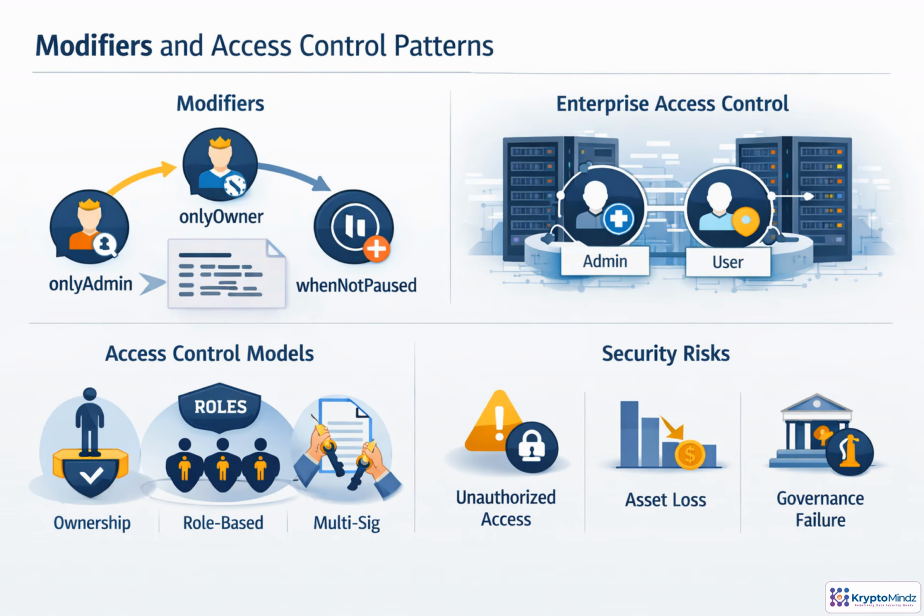Modifiers act as reusable security gates around your functions. Instead of rewriting the same checks everywhere, you centralize rules like only owner, only admin, or when not paused. In enterprise Besu networks, this is important because different participants often have different privileges. Choose the right access model: simple ownership, role-based permissions, or multi-signature approval for high-risk actions. Then test the negative cases. Weak access control is not a minor bug. It can change state, move assets, or break governance.